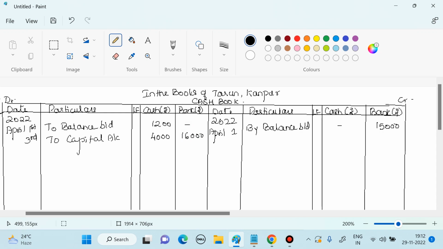Next is on April 4th. Purchase goods from Shyam Traders, Lucknow for 3,000 plus CGST, SGST at the rate of 6% each, and they allowed trade discount 200. The amount was paid by check. Now, this is a case of purchase. What is the value of the purchase? 3,000 is the value, but from that we have to always remove the trade discount. Trade discount is never recorded in the books. So out of 3,000, less 200 gone, the value of purchase is 2,800.